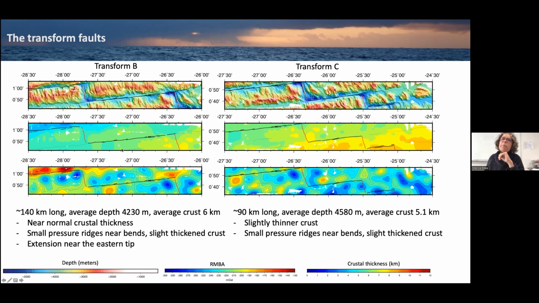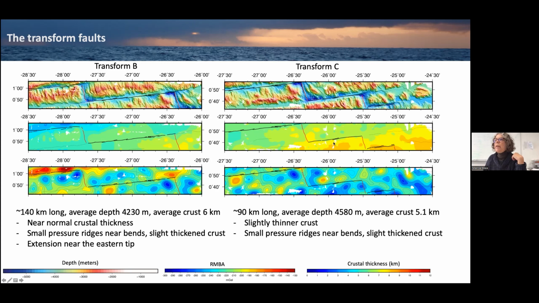We have some complexities in the fault, with some restraining bends and releasing bends, and with small pressure ridges near the restraining bends, and a kind of extensional basin on the releasing bend here. This is also associated with some crustal thickening and thinning in these two features. Transform C is slightly smaller. It's also a little bit complex.